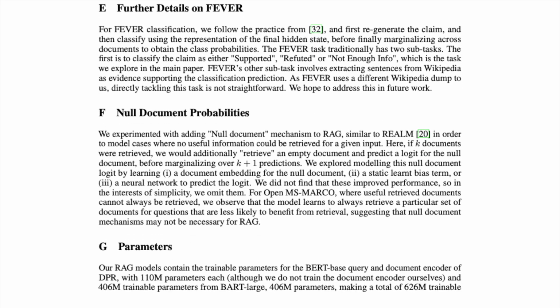Further details on FEVER. For FEVER classification, we follow the practice from and first regenerate the claim and then classify using the representation of the final hidden state before finally marginalizing across documents to obtain the class probabilities. The FEVER task traditionally has two subtasks. The first is to classify the claim as either supported, refuted, or not enough info, which is the task we explore in the main paper.